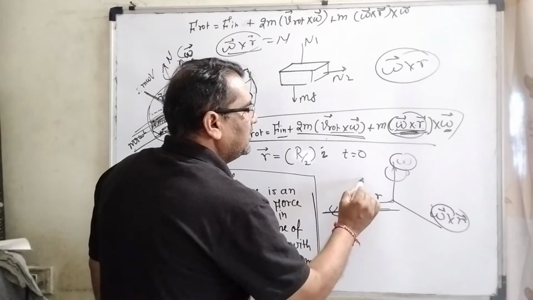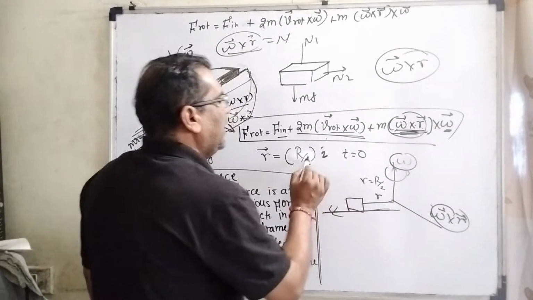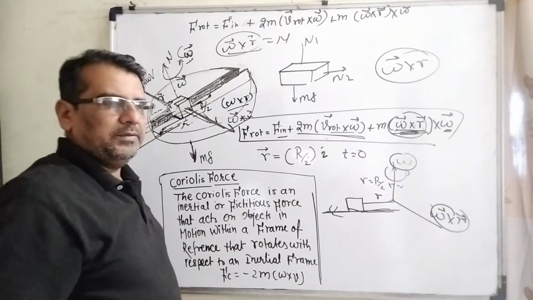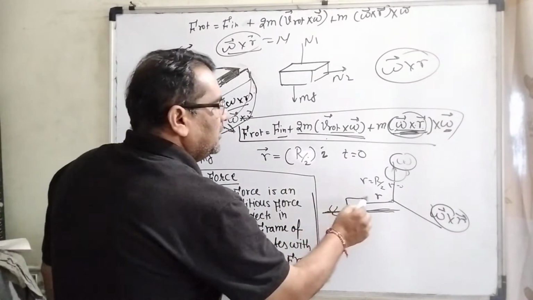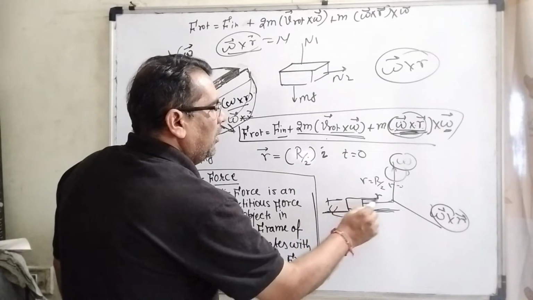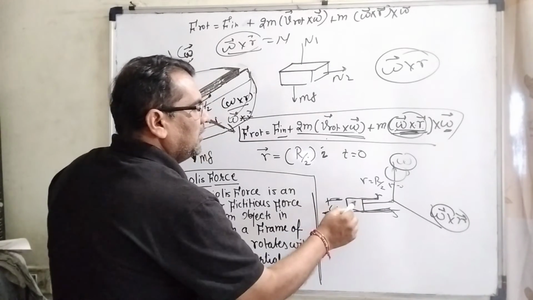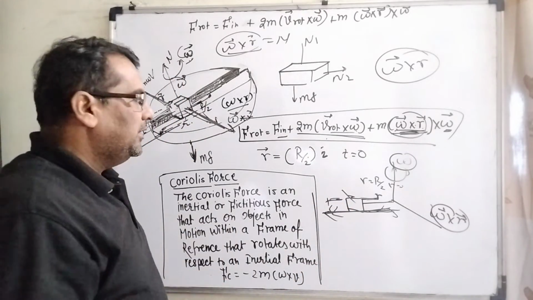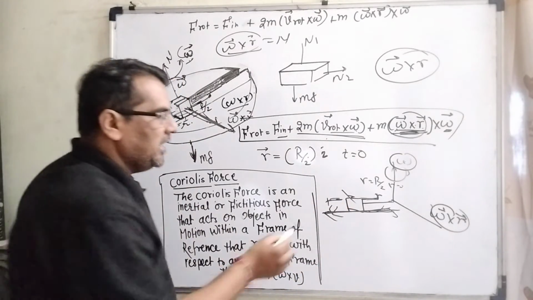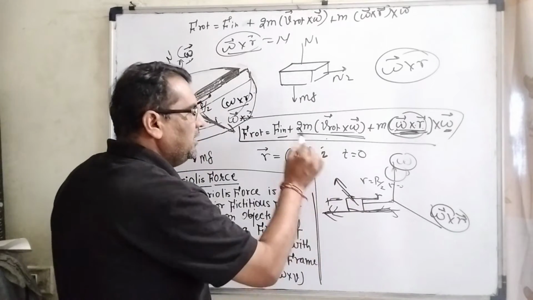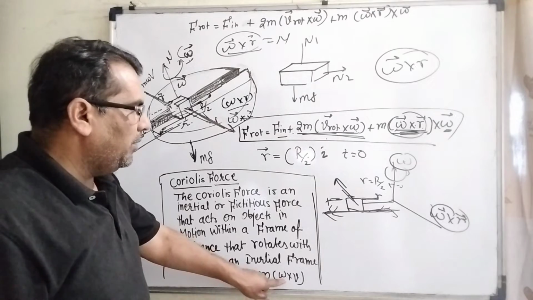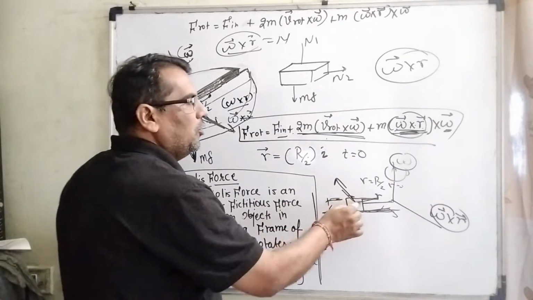You can see that r equal to R by 2 at t equal to 0, and the block is moving away from the center of the disk. And this is the wall of the slot. Then the force acting on this side means it is deviated due to the rotation. Then we can say that the Coriolis force is acting on this side. This is the Coriolis force. You can see that 2m omega cross v. So this is the Coriolis force.